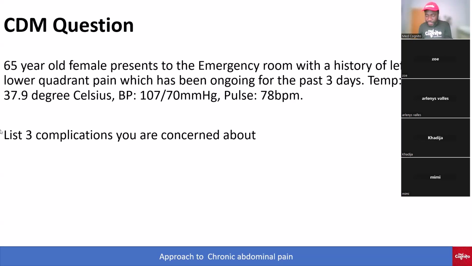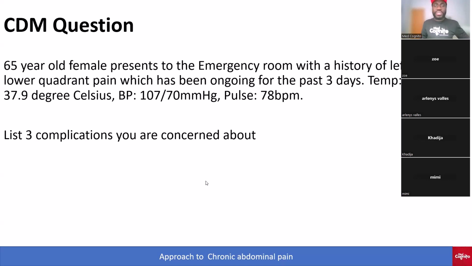CDM, type your answers. I'm seeing some of them. 65-year-old female presents to the emergency room with a history of left lower quadrant pain ongoing for the past 3 days. Temperature is 37.9, BP is 107, pulse is 78. And what are your differentials? Dr. Khadija says obstruction. Dr. Nabi says ovarian cyst. Dr. Khadija says obstruction, stricture, fissure, abscess. Dr. James says peritonitis. Dr. Emmanuel says bowel obstruction, stricture, abscess. Dr. Nabi says diverticulosis.